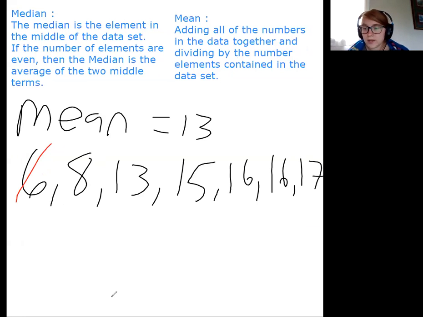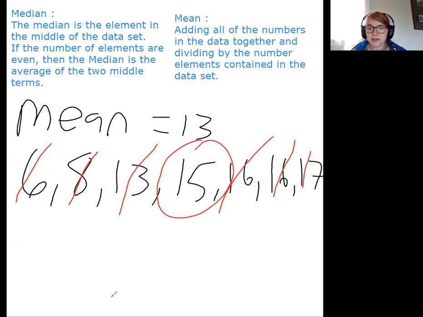So we did one at the beginning, one at the end, another one from the beginning, another one from the end, another one from the beginning, another one from the end. 15 is left in the number, or is left in the middle. So our median for number 1 is 15.